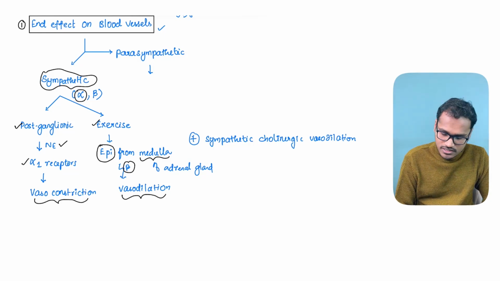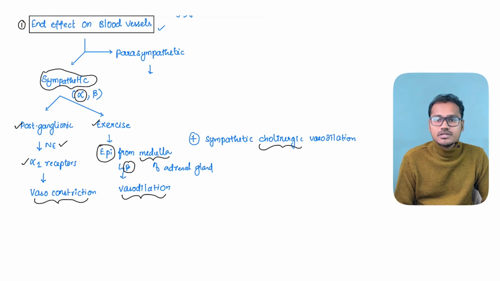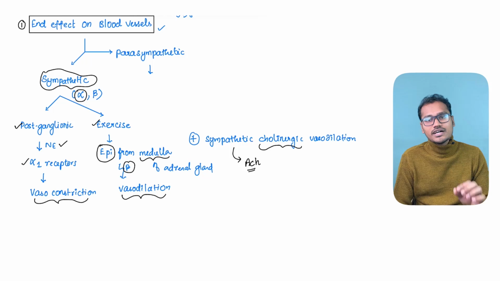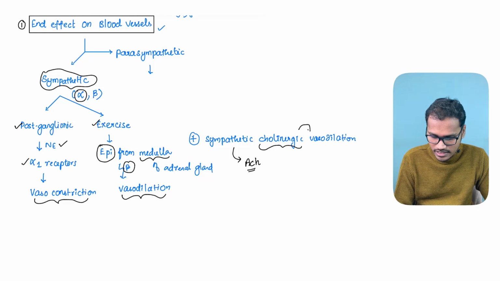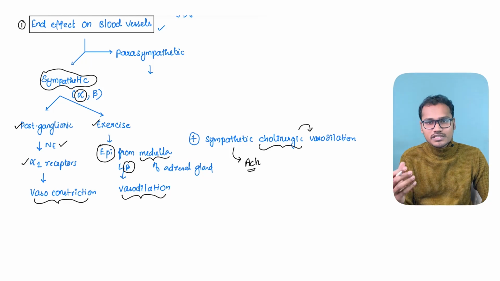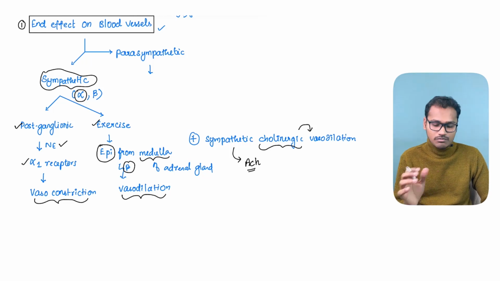Then we have another group of response called sympathetic cholinergic fibers. Here the fibers are sympathetic but the neurotransmitter released is acetylcholine, and all of you know that acetylcholine is a parasympathetic neurotransmitter. But there are some sympathetic cholinergic fibers which cause vasodilation. These fibers are present in skeletal muscle and help in vasodilating the skeletal muscles. So these are the effects on blood vessels.